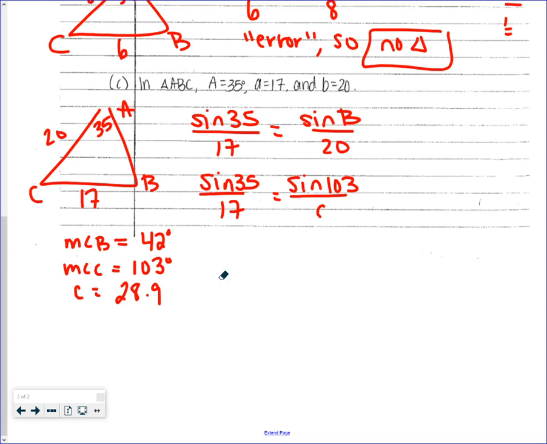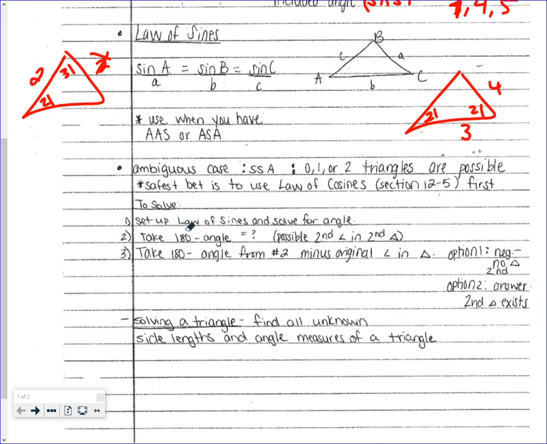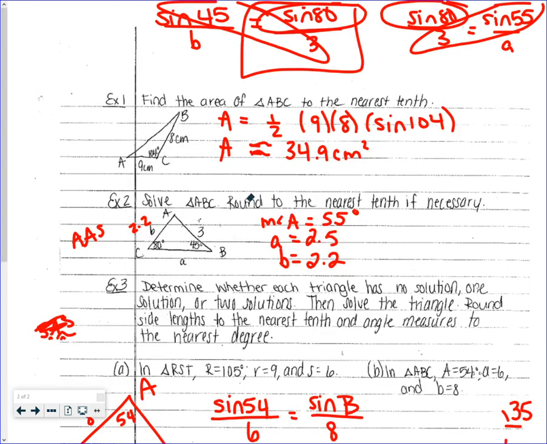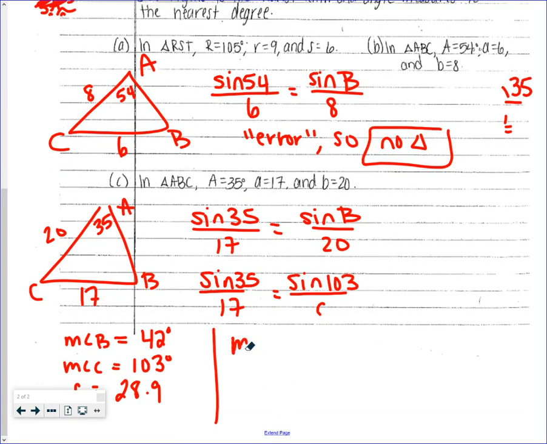Now we have to see if there's a second triangle. So if I go back to the front, we did that. Take 180 minus the first angle we got, right? So 180 minus the first angle we got gives me what? So if there's a second triangle, I'm going to call it angle B2. If this works, it's going to be 138. If it works, I don't know. I have to see if there's enough left, right? So the original angle was 35. That's still true. If a second triangle exists, my second angle is 138.